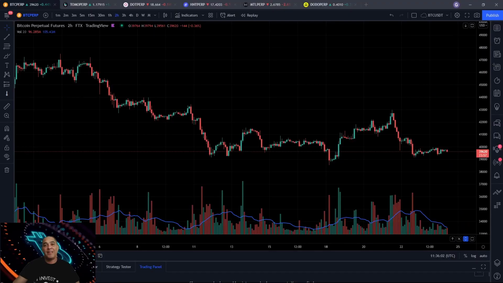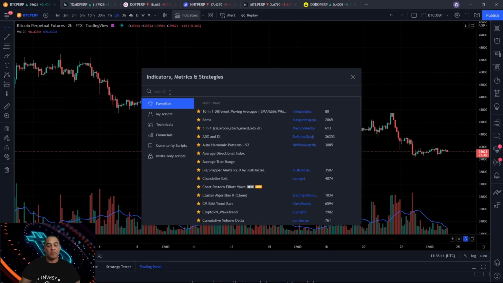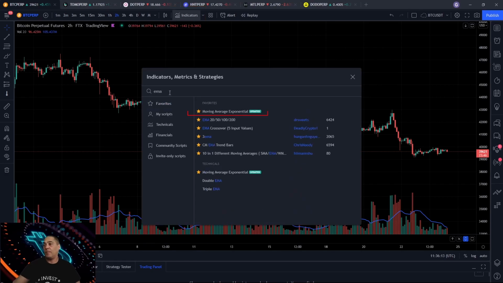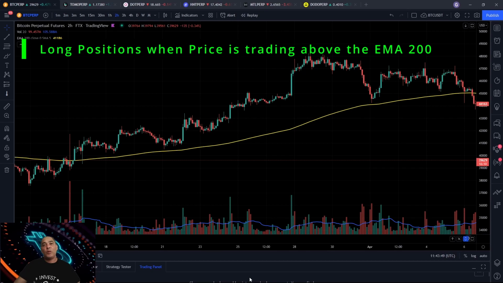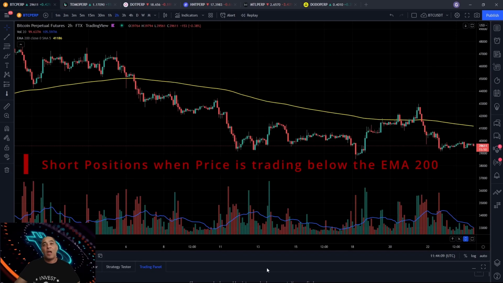The first indicator that we'll add to the charts is the exponential moving average. So in your indicators, simply type in EMA and choose moving average exponential. In this strategy, we'll only take long positions when price is trading above the 200 EMA, and we'll only take short positions when the price is trading below the 200 EMA.